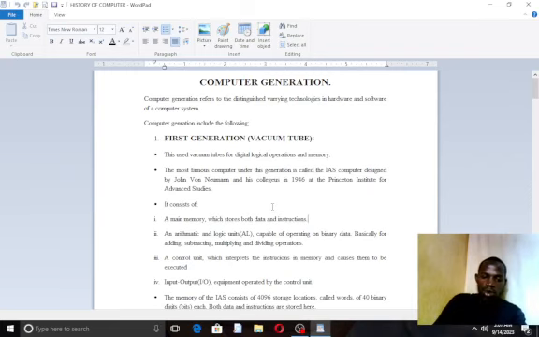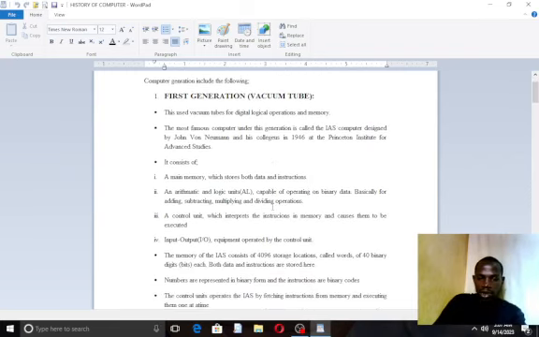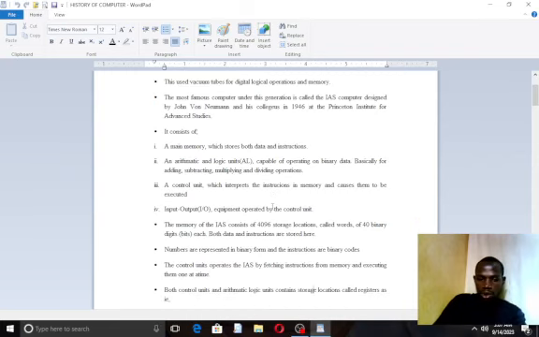The IAS computer consists of a main memory, an arithmetic and logical unit, which is capable of operating on binary data, basically for adding, subtracting, multiplying, and division operations. It consists of a control unit which interprets the instructions in memory and causes them to be executed, and it consists of the input-output equipment operated by the control unit.